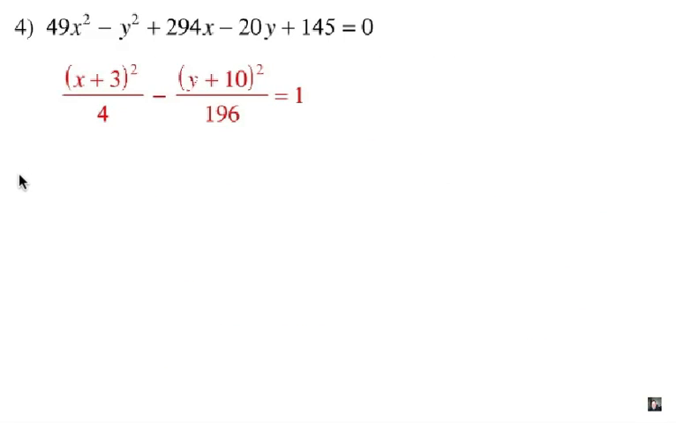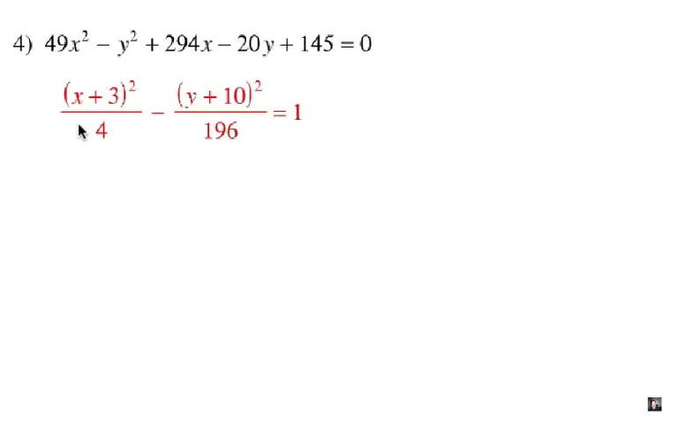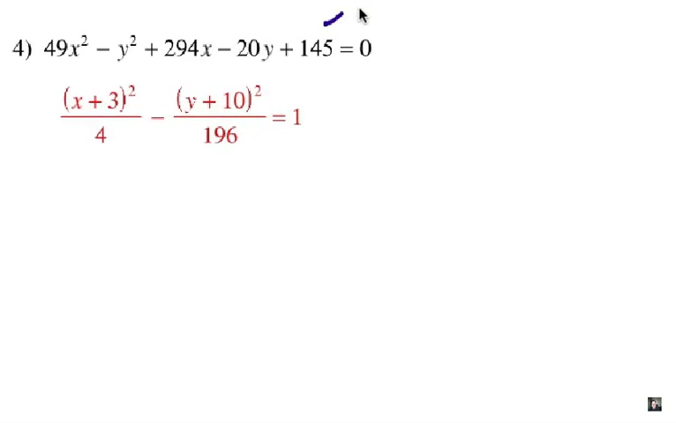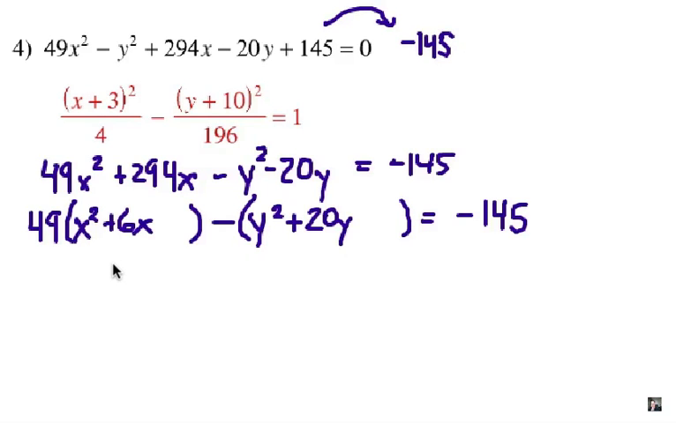All right, let's take a look at number 4, and you can see the answer ahead of time, but let me work that out and we'll make sure if you missed it or don't understand it, I'll show you how we get that answer. Again, you want to move the constant over, and notice in this case it's a negative 145 by the time we add the opposite there. Now let's group the x's and the y's together and factor out a common term. So we're going to factor out a 49 from the x terms, and that'll leave me with x squared plus 6x. Let's complete the square.